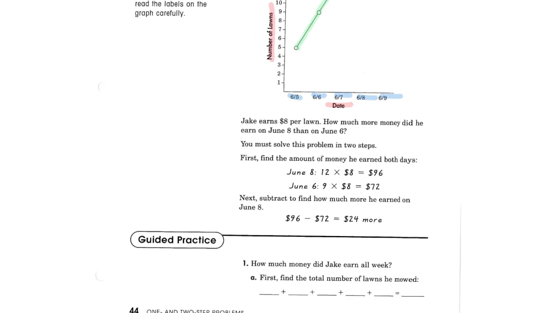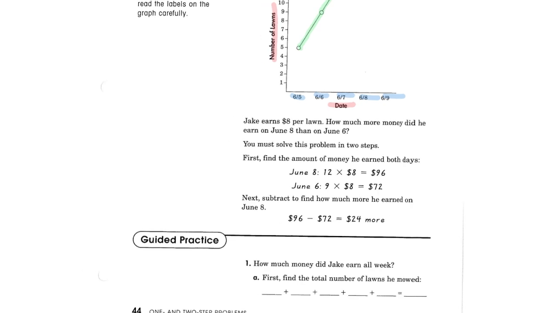Now, when you come down here, you're going to have to look at the graph as well as the problem. It says, how much money did Jake earn all week? It says, first, find the total number of lawns he mowed. Well, on the first, he mowed 5. Then he mowed 9. He mowed 13. He mowed 12, and then 11. And when you add that up, at least I did, I got 50.